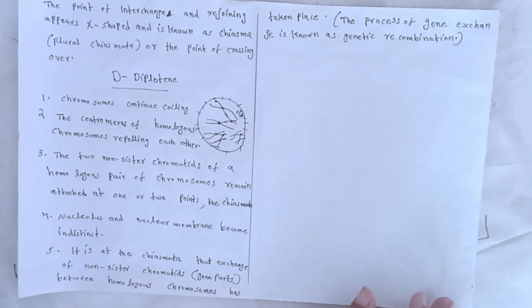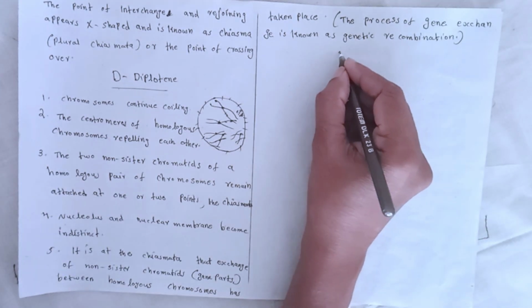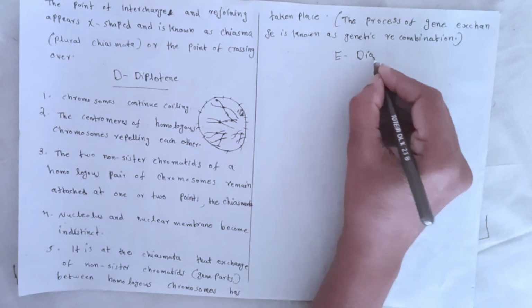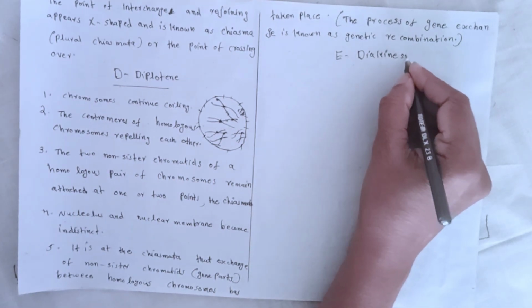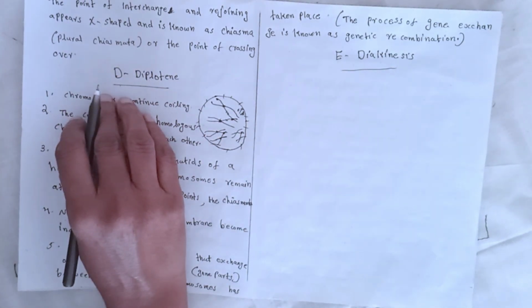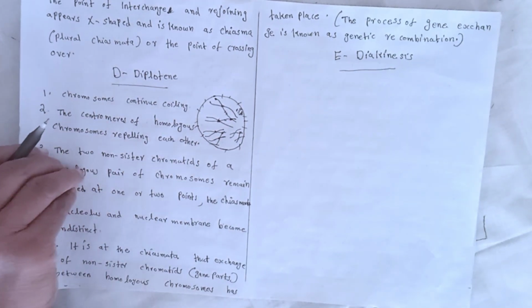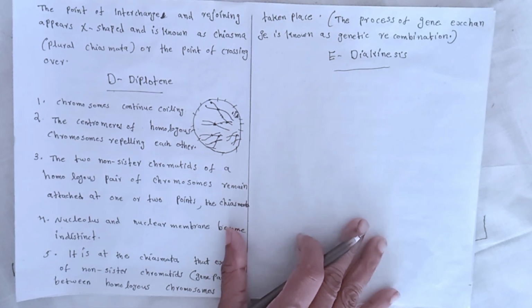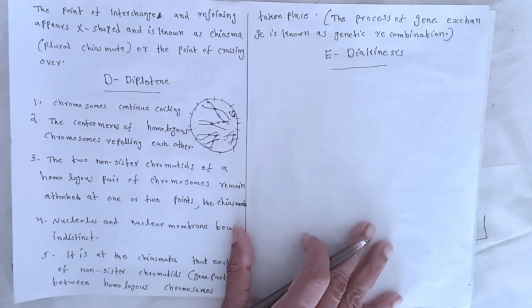Next, diakinesis. What happens in diakinesis? The bivalents become the shortest and thickest due to maximum coiling. The centromeres and non-homologous parts of homologous chromosomes of a bivalent move apart due to repulsion from each other.